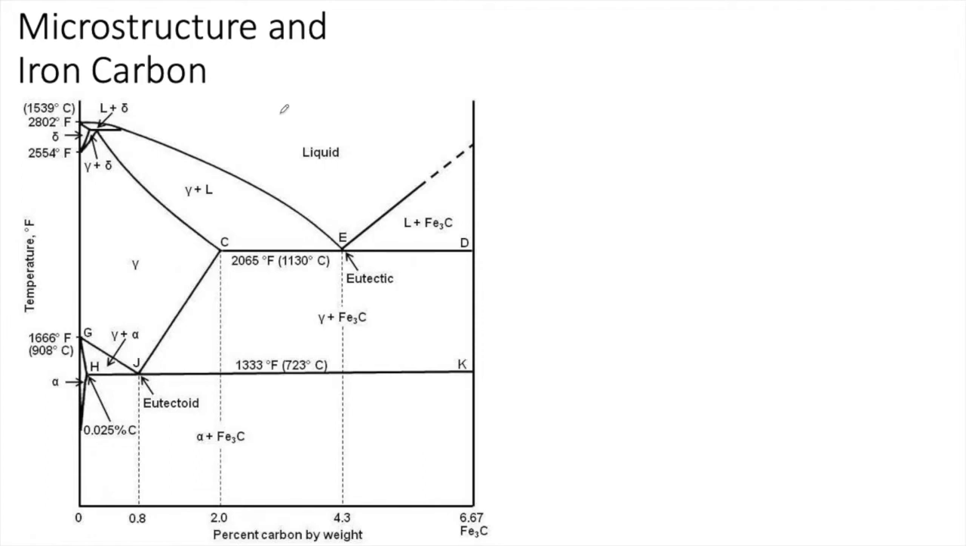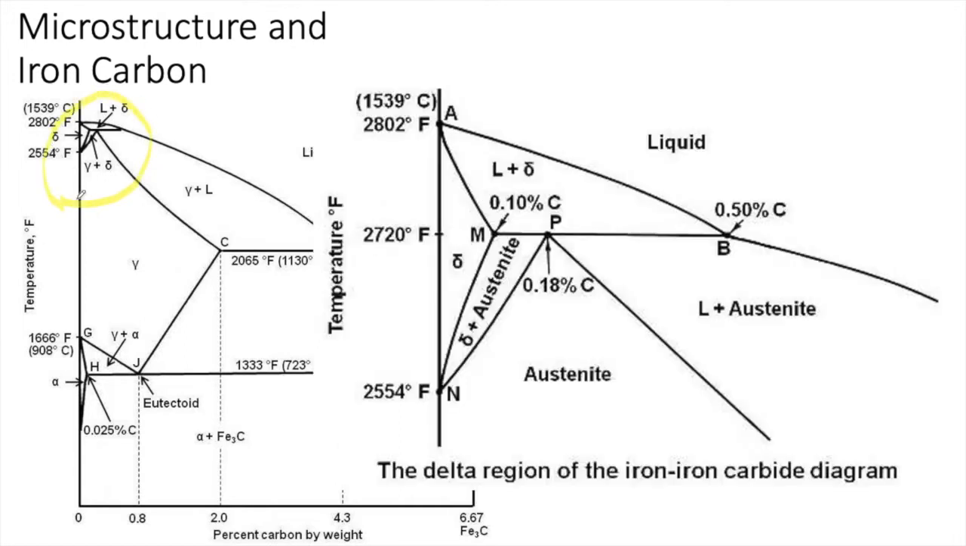Microstructure and iron carbon diagram. This is the iron carbon diagram. We will consider the peritectic range, where the liquid plus delta iron is transformed to austenite at 0.18% carbon at a temperature of 2720 Fahrenheit.